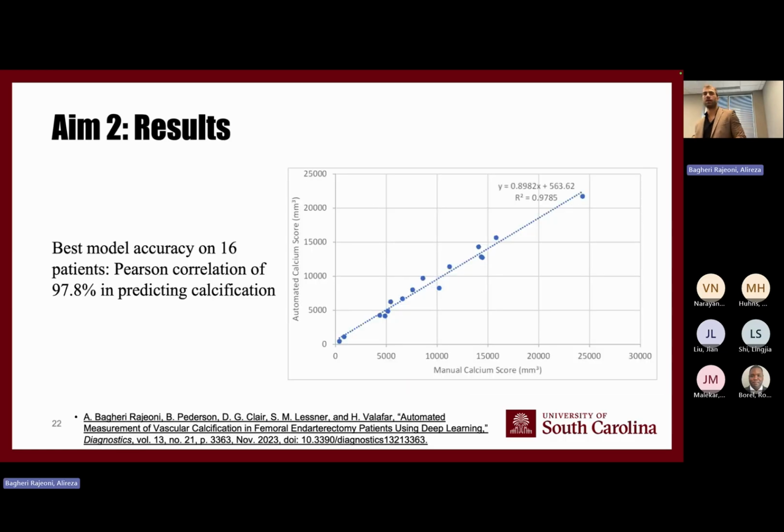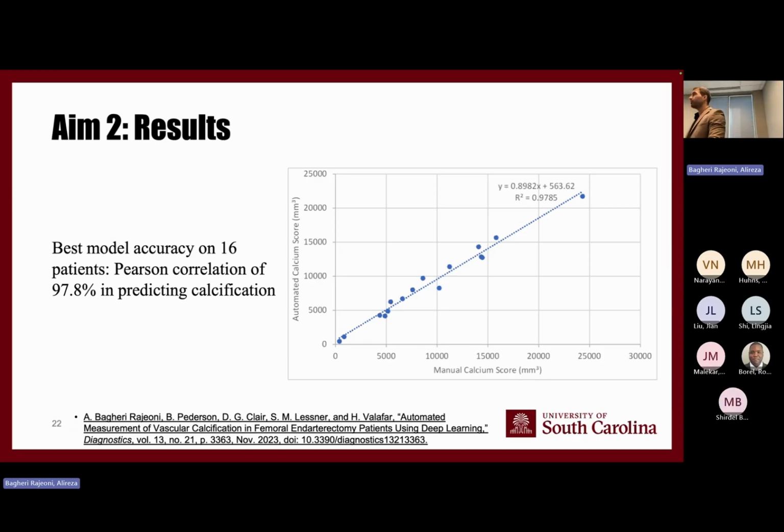Here are the results. 16 patients that the model from AIM1 has never seen in training, validation, or testing. The model from AIM1 was applied to these 16 patients. You can see the calcium score of these 16 patients ranges from a few hundred cubic millimeters all the way to 25,000 cubic millimeters. And the model was able to predict the calcium score of these patients robustly, with an R score of 97.8%.